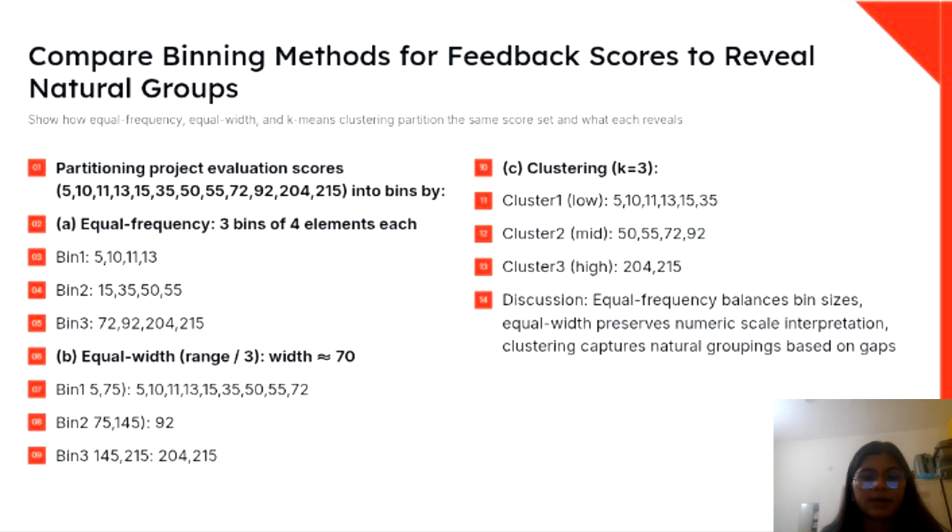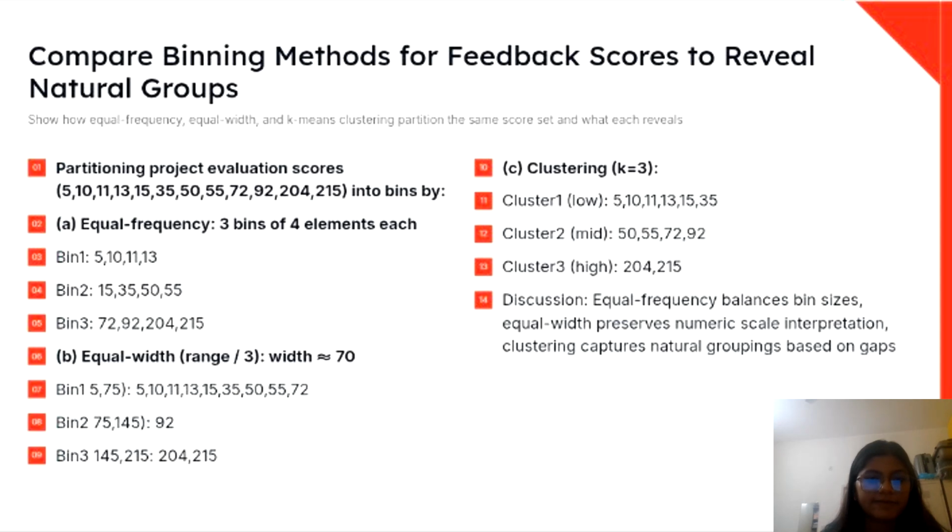Compare binning methods for feedback scores to reveal natural groups. Show how equal frequency, equal width, and k-means clustering partition the same score set and what each reveals. Partitioning project evaluation scores into bins. Here the data is given.